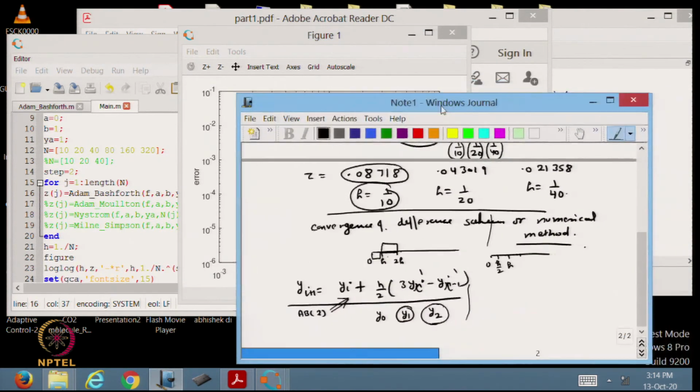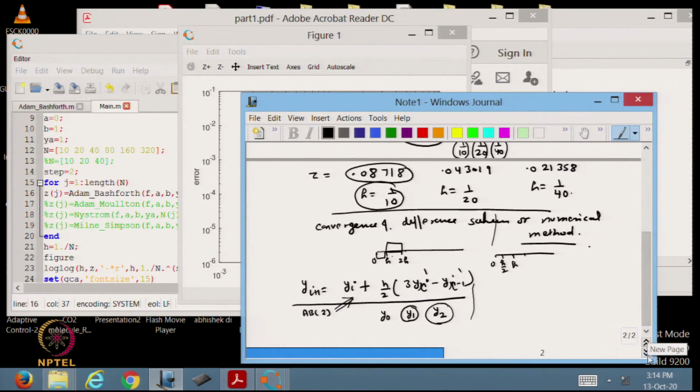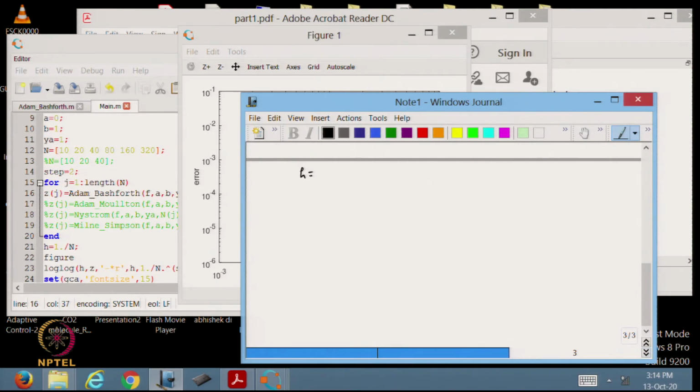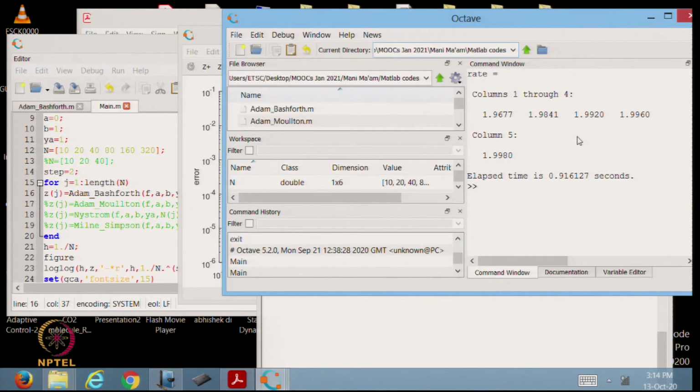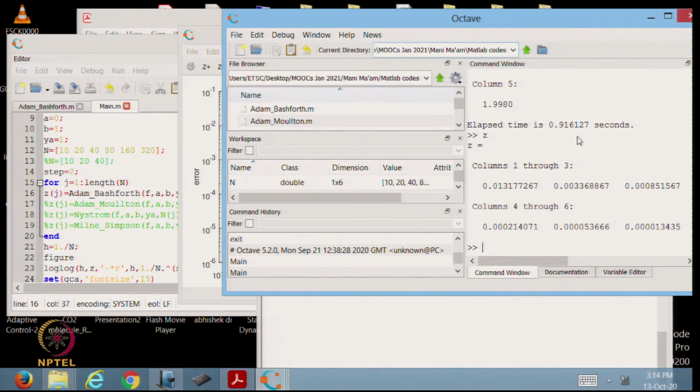Okay. So, that is again I have worked out for different h: 1 by 10, 1 by 20, 1 by 40, 1 by 80, 1 by 160, 1 by 320, because you can see the array of n, correspondingly h is basically 1 by n, which we can observe from the program. So, what will be the error, which you can also see from here after typing z. You can see how much accuracy we could achieve by increasing n or decreasing h.